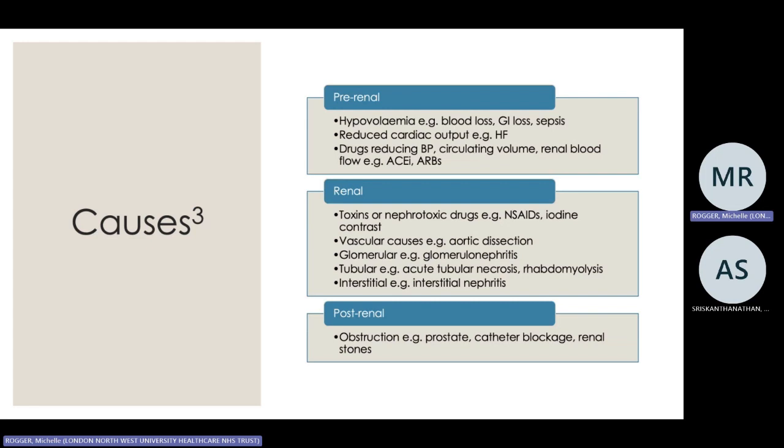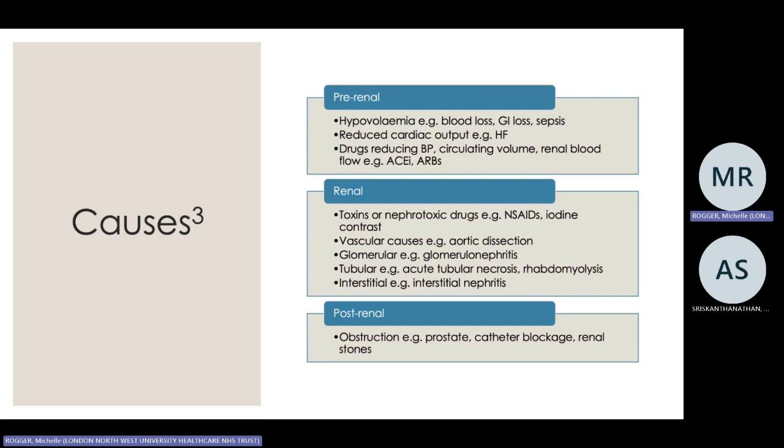ARBs can do that. Renal or intrinsic causes. That's things like toxins or nephrotoxic drugs. NSAIDs are common, or iodine contrast after a CT scan, for example. Vascular causes, so aortic dissections that can affect the renal arteries. And then things like glomerulonephritis, acute tubular necrosis, rhabdomyolysis as well, and interstitial nephritis. These are less common and often dealt with by the specialists, but also important to know.